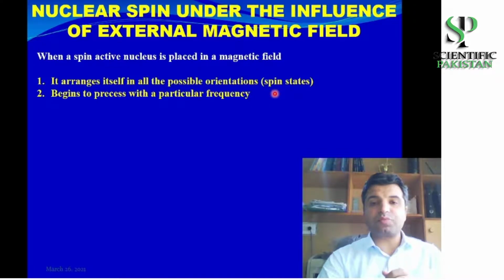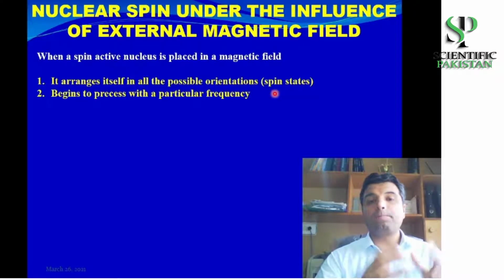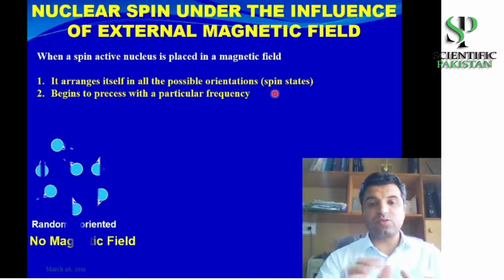I just told you about the spin states, that they can be calculated from the equation 2I plus 1. So depending upon the spin quantum number, you can calculate the number of possible spin states. For proton and carbon-13, the number of possible spin states is 2. For deuterium, it is 3. So the first thing that happens when you place a spin-active nucleus inside a magnetic field is that it arranges itself in all possible spin states. And this is what happens.